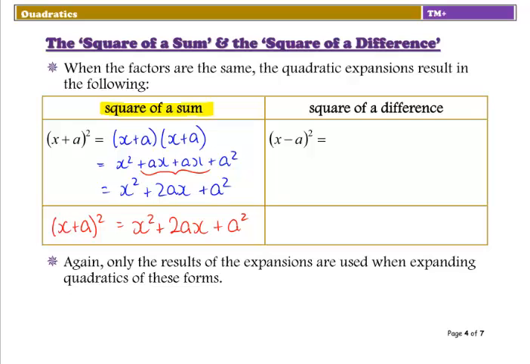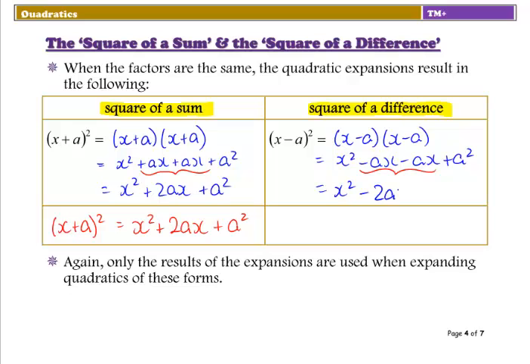Now if I'm looking at square of a difference, that means I've got x minus a all squared. So let's do it the long way. So I've got x minus a, expanding it out, x times x, x squared, x times negative a, it's negative ax, negative a times x, it's negative ax, negative a times negative a is plus a squared. Collect the like terms in the middle. So I have x squared minus 2ax plus a squared.